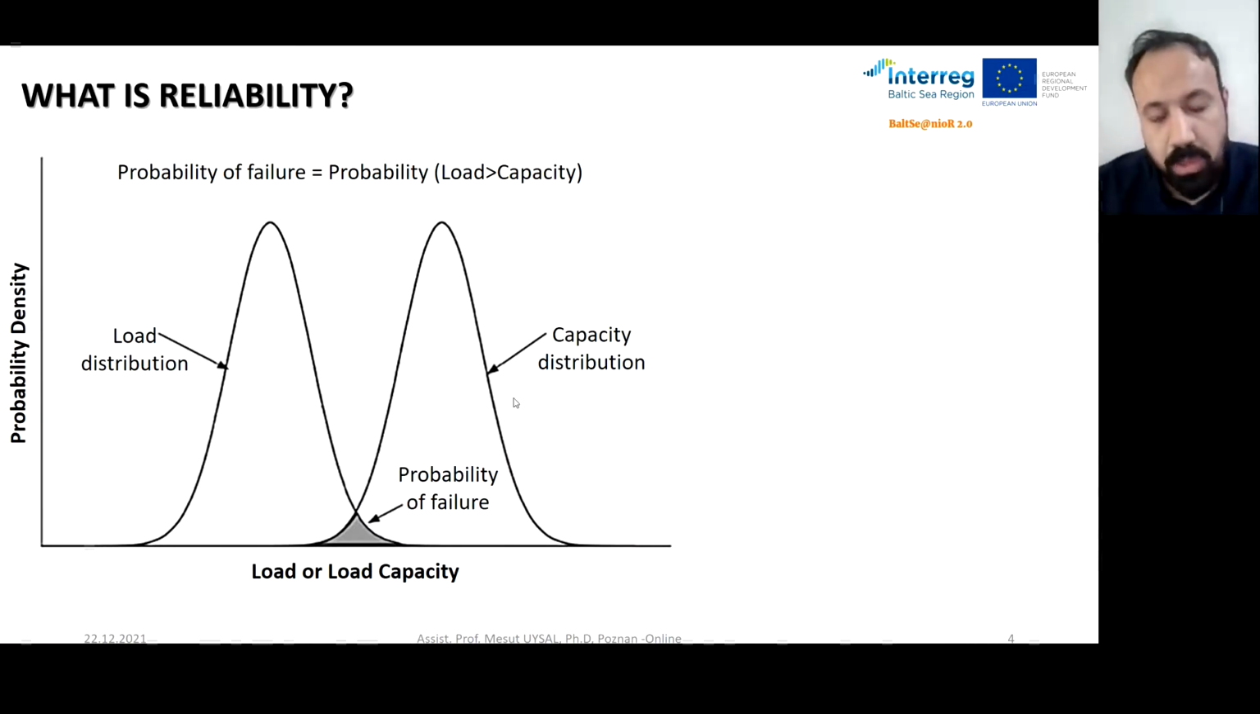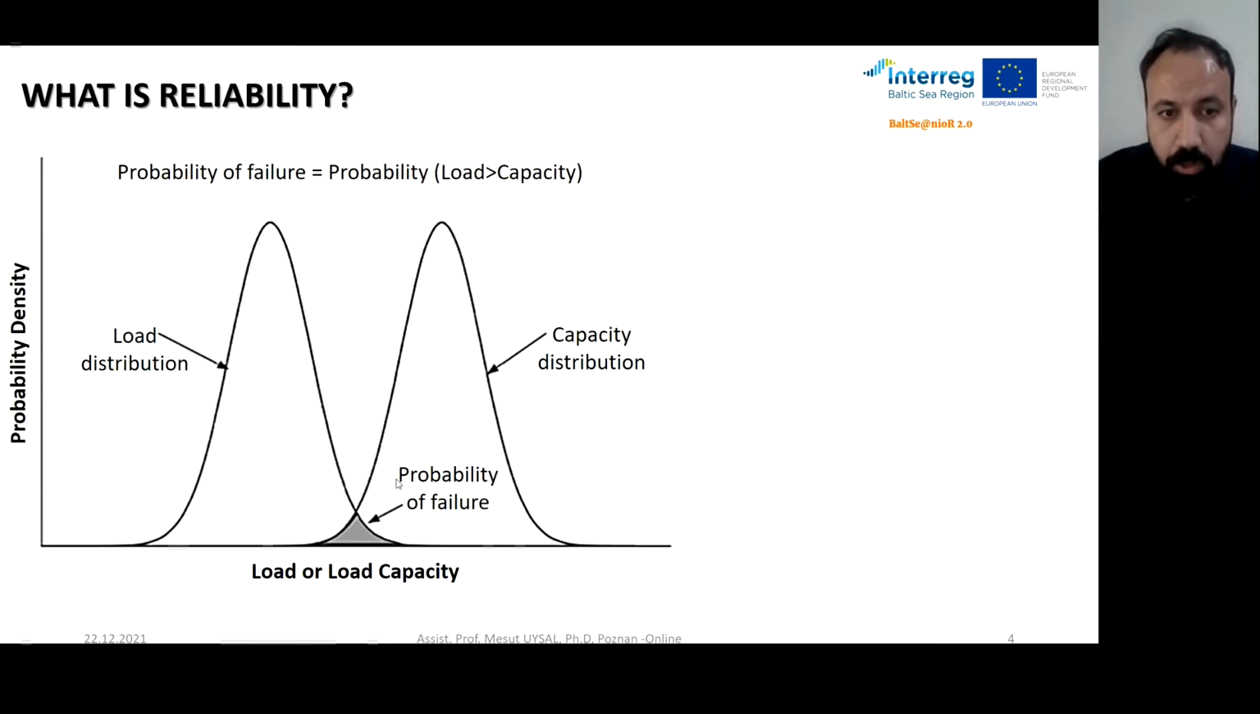If we're talking about the probability, the probability of failure is in the shaded area. Every time we apply a load on the chair frame, this load should be in the white area. We call this load distribution. And also we have a capacity distribution. This capacity distribution should be the construction's own strength, or material strength, or joint strength together. Which one do we define?